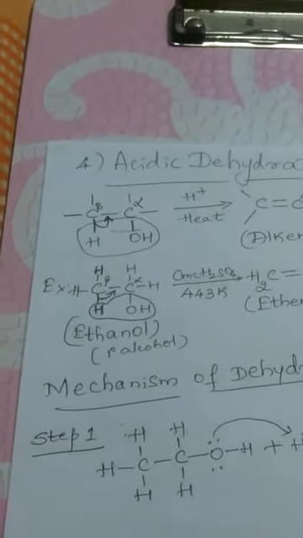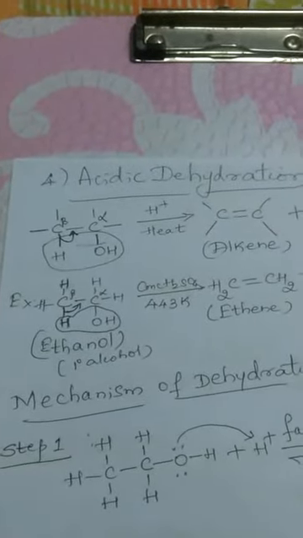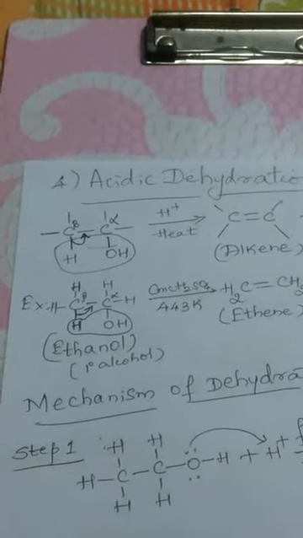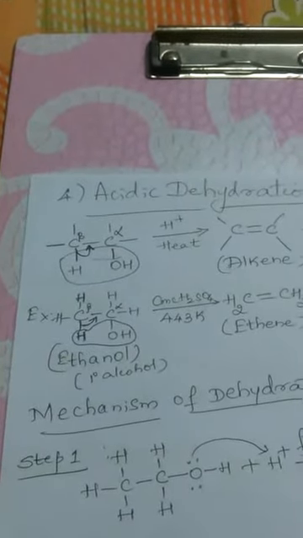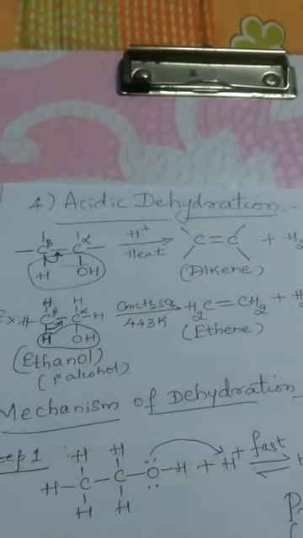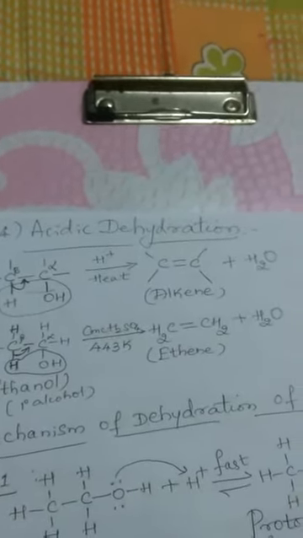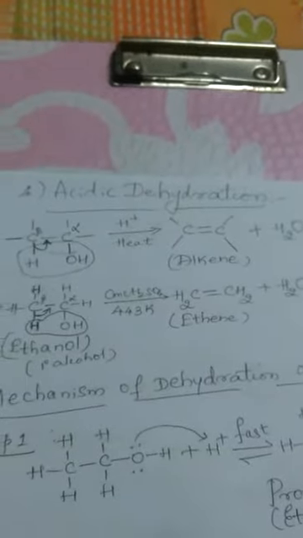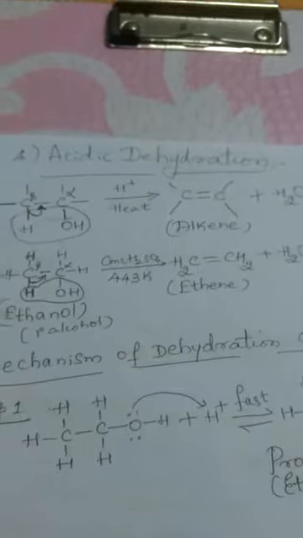H plus from beta carbon and OH minus from alpha carbon is eliminated as H2O, and the pair of electrons between the C-H of beta carbon shifts to the adjacent position and you will get the product as an alkene. Double bond is introduced between the two carbon atoms with the elimination of a water molecule, H2O. So this is the general representation of the reaction. I hope the general equation is clear.